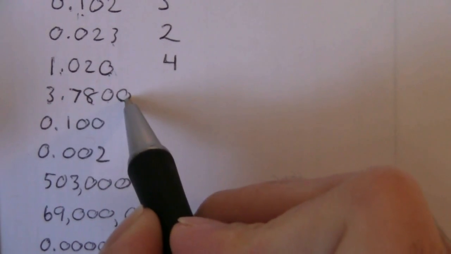Same thing here. These 3 obviously are significant. And then 2 zeros after the decimal place. So those are also significant zeros. 5 significant figures. All right.